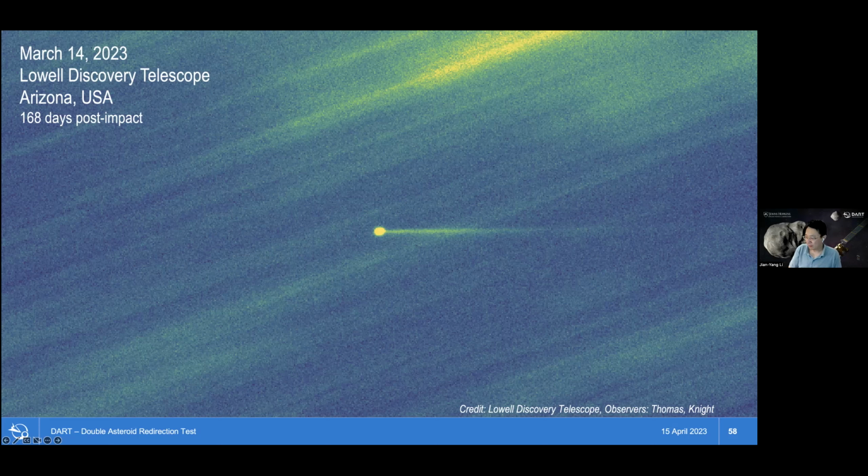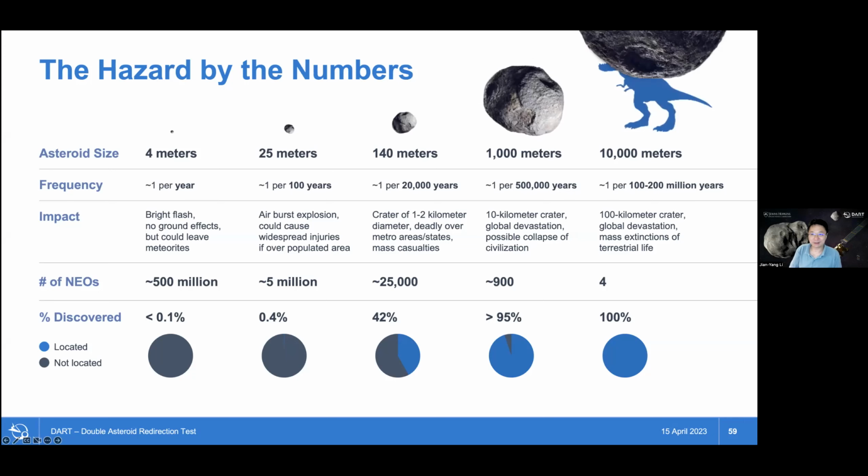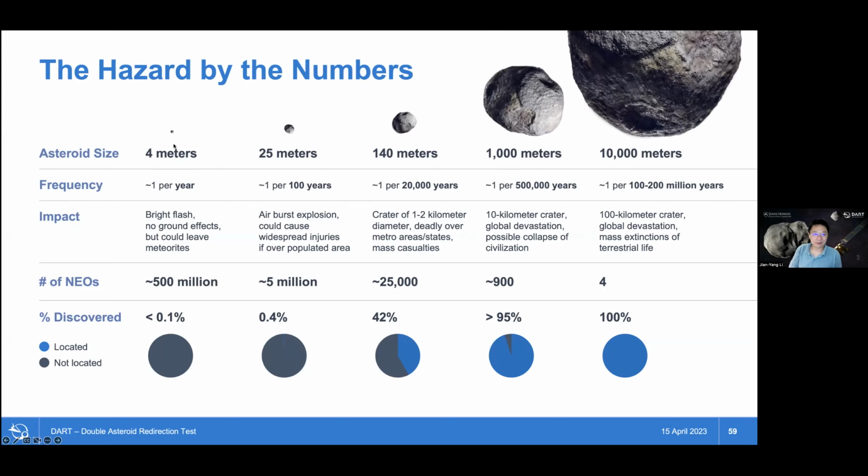I have one more slide as a backup here. The columns of this table are for asteroids of different sizes. For the bigger ones, on the right, for 10 kilometer sized asteroids, there are only 4, and we know all of them in the near Earth space. For 1 kilometer objects, we know about 95% of them. But for smaller ones, like 140 meters, we only know less than half of them.